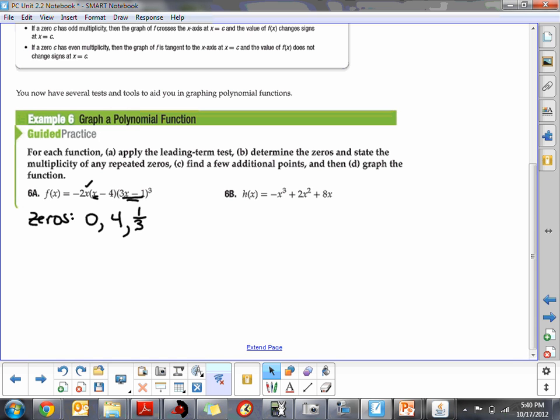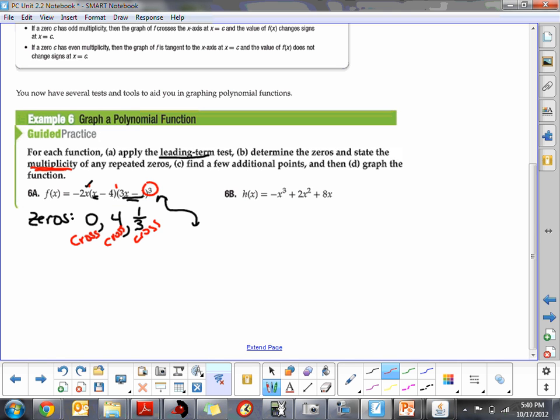So we have zeros from our leading term test. We know that it goes from high to low. And then what else do we need? We need a few additional points in the graph of the function. We aren't going to grab any additional points. If you can get this information for me along with the multiplicity, I guess that's the one thing I didn't really point out here, because this one is to the first power, this one's to the first power. It's going to cross at 0. It's going to cross at 4. This is odd, so it's still going to cross, but it has to flatten at 1/3.